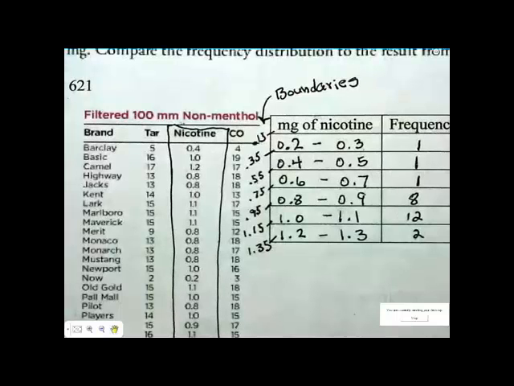All right. Any questions about that frequency distribution or the terms class width, class boundaries, class midpoint? Yes, ma'am.